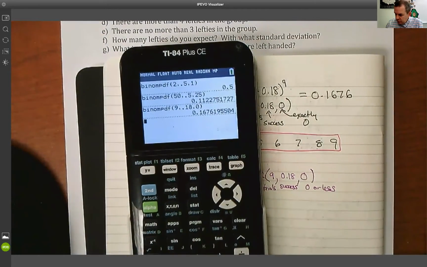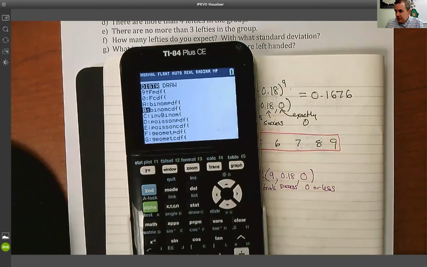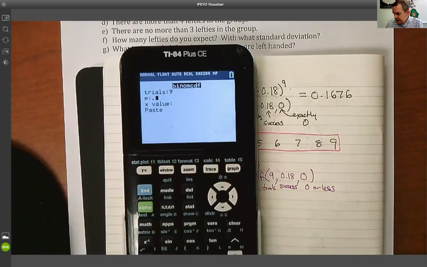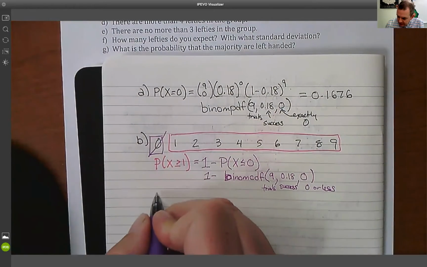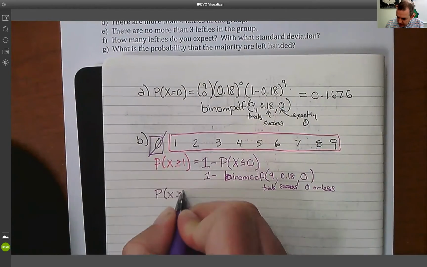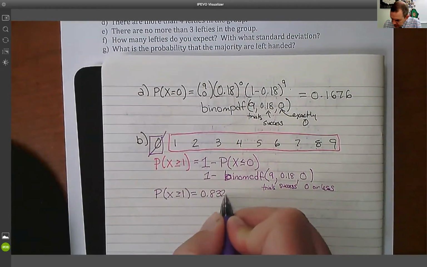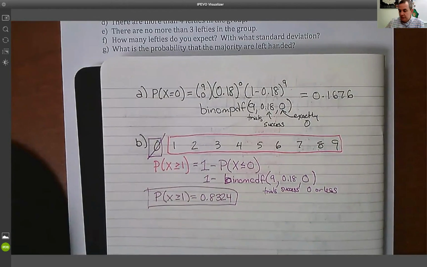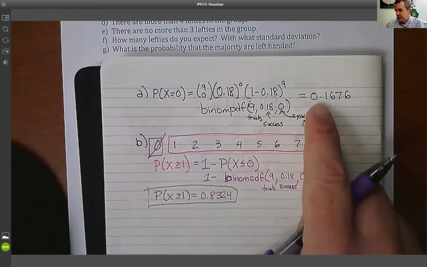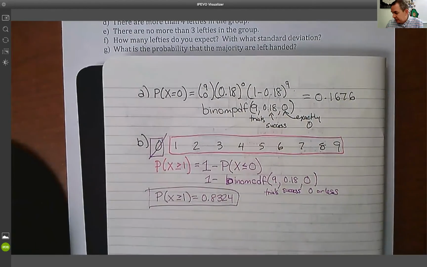So again, 1 minus second vars binomial CDF, 9 trials, 18% success, 0. And what that's going to tell me is 0.8324. In this case the probability that x is greater than or equal to 1 is 0.8324. So the probability that I have 1, 2, 3, 4, 5, 6, 7, 8, or 9 would be about 83%. That's kind of the complement. Having 0 is 16.7%, having the rest is about 0.83.